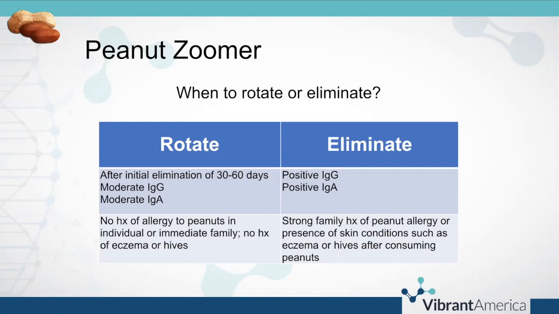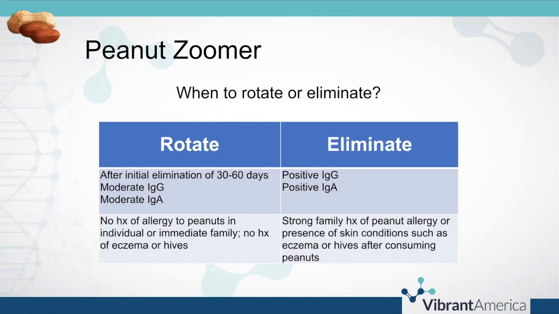Always there's going to be an initial elimination phase of 30 to 60 days. So regardless of whether you have IgG or IgA antibodies and whether they're moderate or positive, you're always going to want to initially eliminate the food for long enough for the immune system to stop being provoked by it, to calm down, for the intestinal barrier to have a chance to heal through whatever protocols you're using. But then after that initial elimination phase, you may want to consider rotating the food as long as there's no other comorbidities or risk factors for that patient.